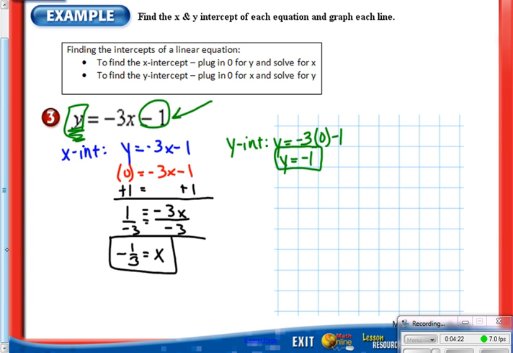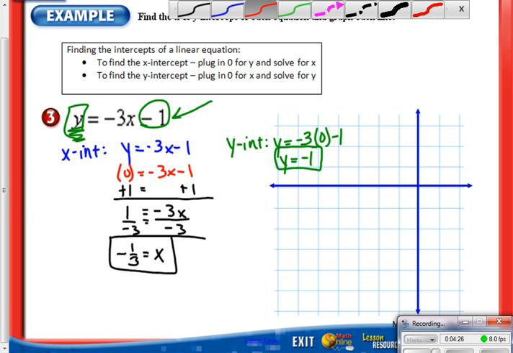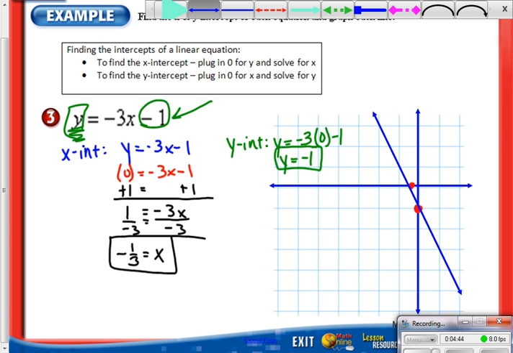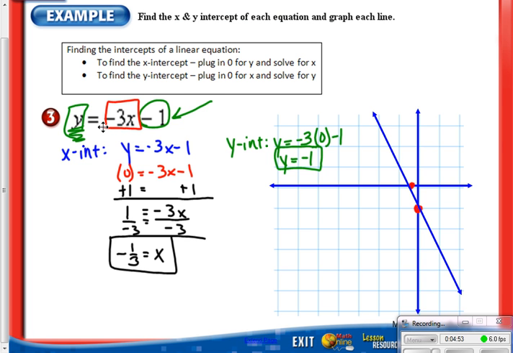So now you can go ahead and graph. And I'm going to plot my X-intercept. My X-intercept, where it crosses my X-axis, is -1/3. -1/3 is just slightly below -1/2. And your Y-intercept is -1. So there's my 2 plots. And then use a straight edge to construct your linear line. As you notice here, the line is decreasing. Well, another thing you can double check is look over here. Your slope is -3, so therefore it should be decreasing.